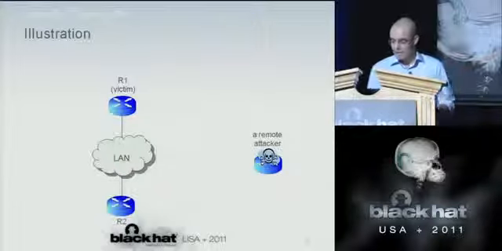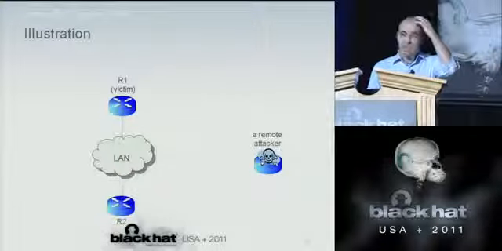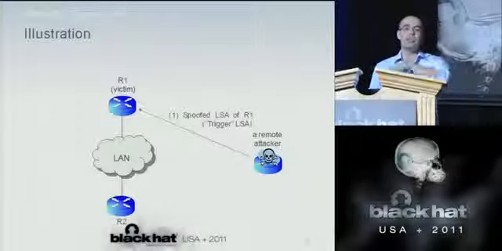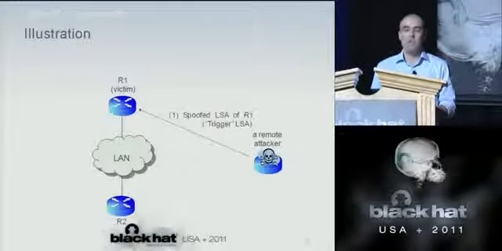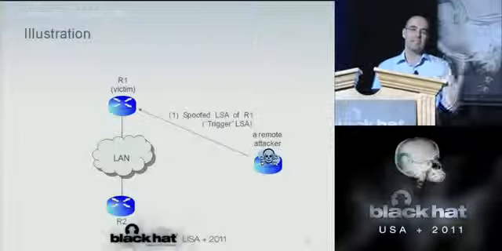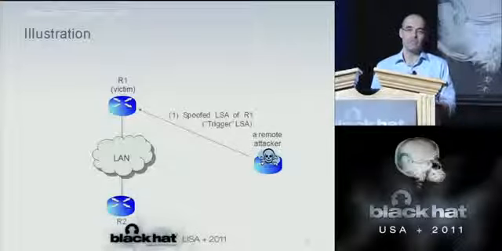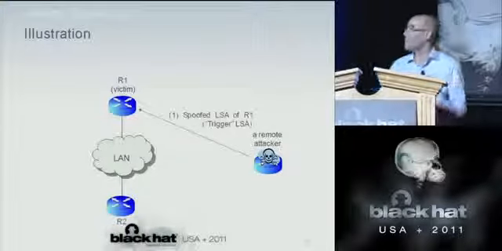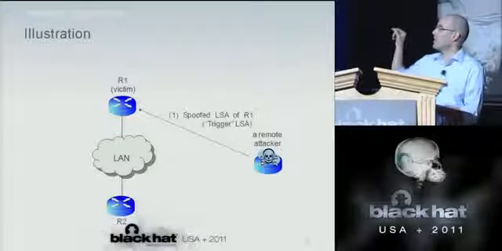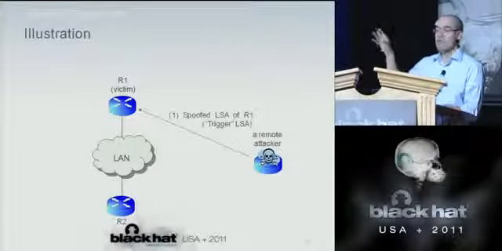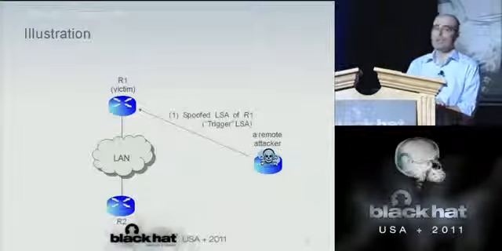So the remote attacker can send out an LSA. At this point, indeed, the LSA is transmitted unicast in a remote way to the victim router. But as we will see in the next slide, it does not have to be that way. So let's say for this simple example, a spoofed LSA, a false LSA, is sent out directly to R1.